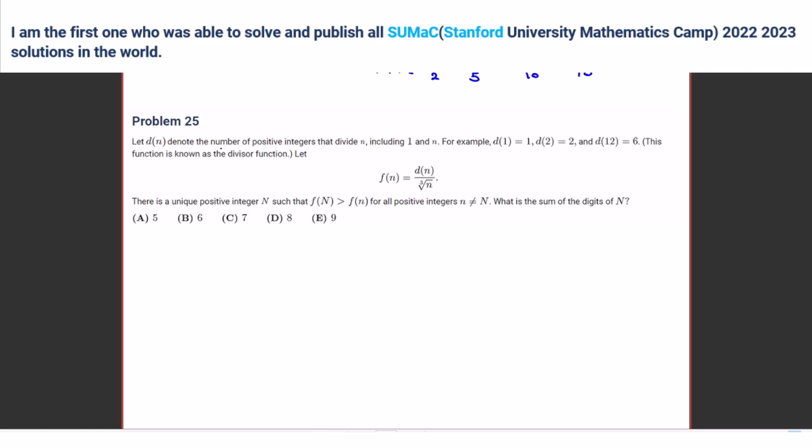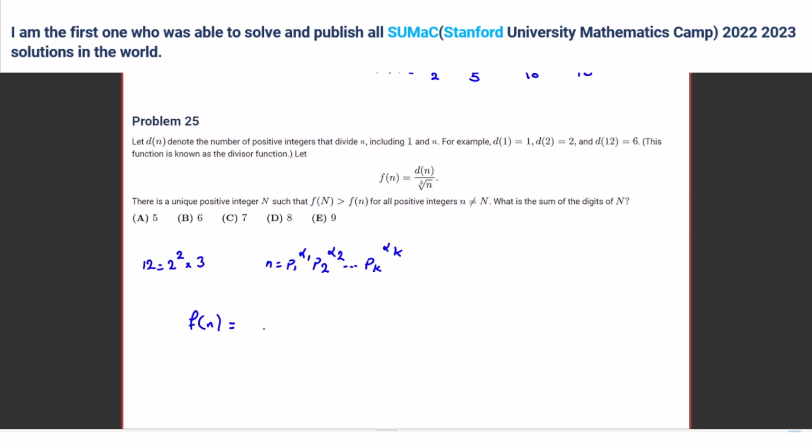d(n) denotes the number of positive integers that divide n. So the number of positive divisors, right? For example, 12 is 2 squared times 3, so 3 times 2, 6, right? It says f of n is d(n) over the cube root of n. So if n is p1^alpha1, p2^alpha2, to pk^alphak, how can I write f of n?